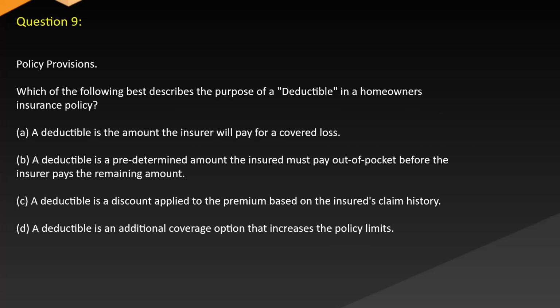Question 9. Policy provisions. Which of the following best describes the purpose of a deductible in a homeowners insurance policy? A. A deductible is the amount the insurer will pay for a covered loss. B. A deductible is a predetermined amount the insured must pay out of pocket before the insurer pays the remaining amount. C. A deductible is a discount applied to the premium based on the insured's claim history. D. A deductible is an additional coverage option that increases the policy limits.